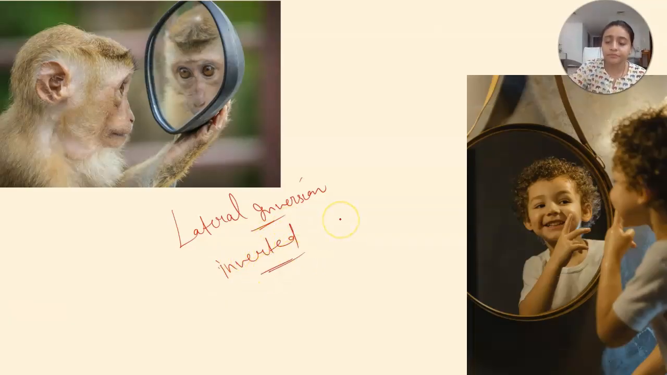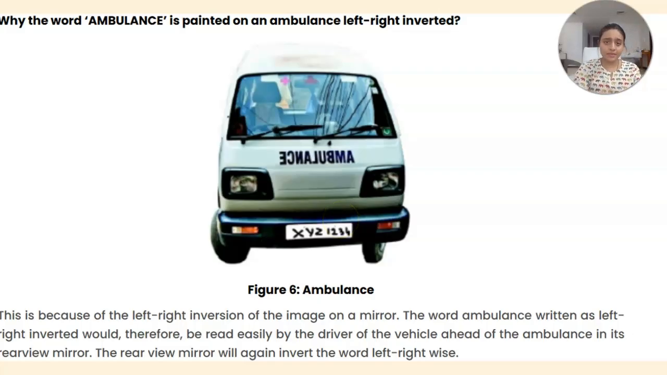Always remember. And that is why, you have sometimes seen the ambulance van. You can see the letters, how these letters are being written. Why are these letters written like this? This is because of the left right inversion of the image in a mirror. The word ambulance written left right inverted would therefore be read easily by the driver of the vehicle ahead of the ambulance in its rear view mirror.